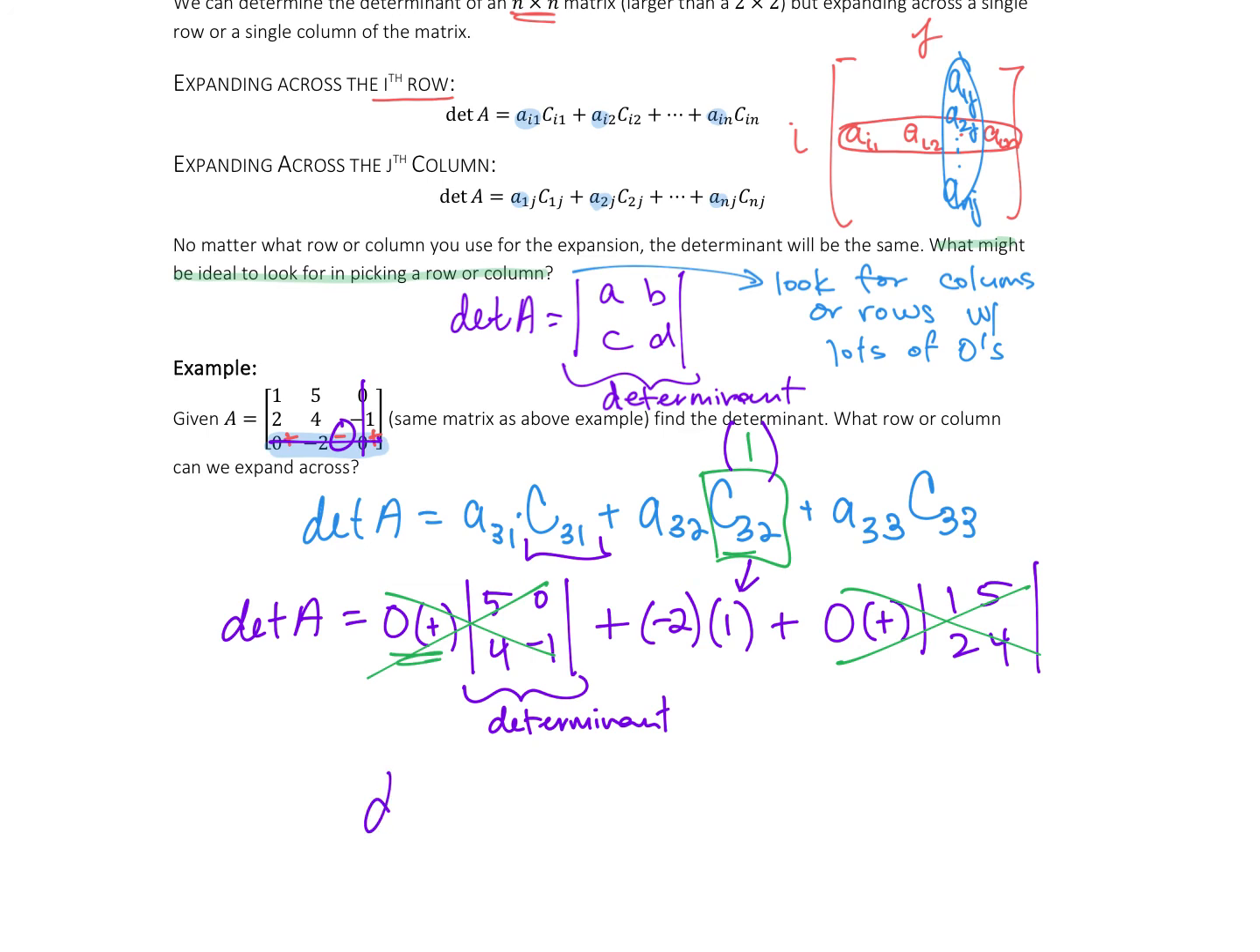So it turns out in this case, the determinant of A is equal to -2. Yay! All right, we're going to do another example in the next video and have a party.